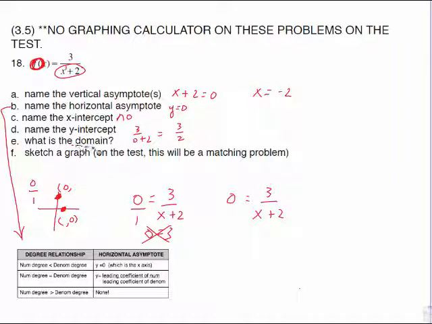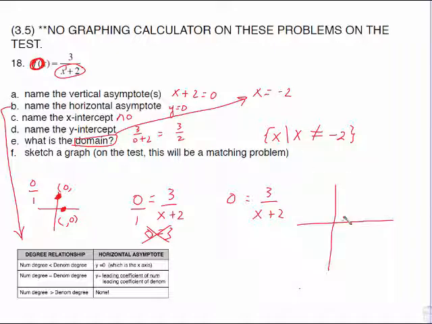The domain is directly related back to your vertical asymptote. The domain is all x such that x is not allowed to equal negative 2. Once you have established that x equals negative 2 is your vertical asymptote, that means that value must be thrown out of the domain, and that's how you write it. Now, on the test, you will have to match, and what you're going to look at with the matching is look at the asymptotes and look at the intercepts, and you'll be able to match it pretty easily.